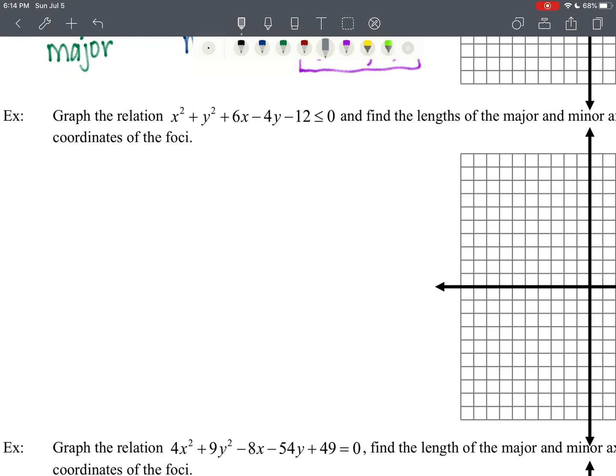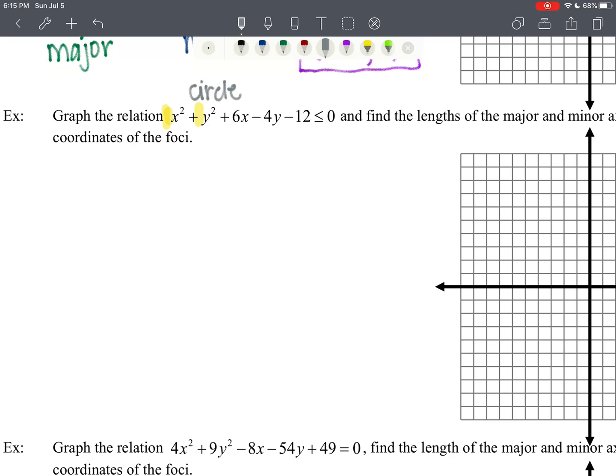So let's take a look at this inequality. It's not an equation, it's an inequality, but we're going to treat it like the equation so that we can get the shape. Then we'll worry about the inequality. When I look at the coefficients of my squared terms, my quadratic terms, I can see that they are equal, same sign and completely equal to one another. That's going to make this a circle.